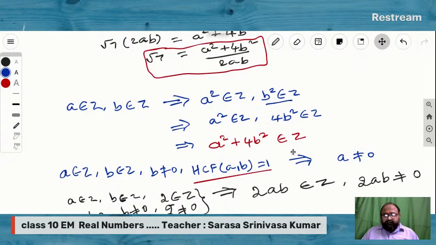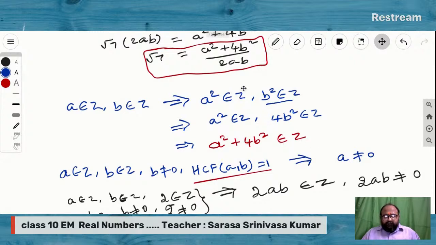We studied this in 6th class, 7th class, 8th class, and 9th class. A square is an integer and b square is an integer implies 4b square is also an integer, because 4 multiplied by an integer is again an integer. If these two numbers a square and 4b square are integers, then the sum of two integers is again an integer. A square plus 4b square is also an integer. So now the numerator part is proved to be an integer.